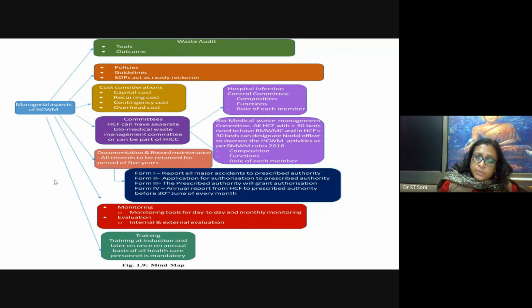Form 2 and Form 3. These are the legal liability applications for the authorization to the prescribed authority, that is our Pollution Control Board. And the prescribed authority will grant Form 3, which is the authorization.